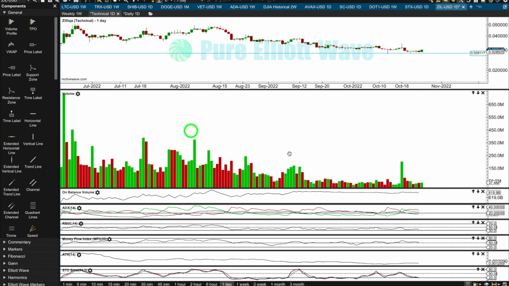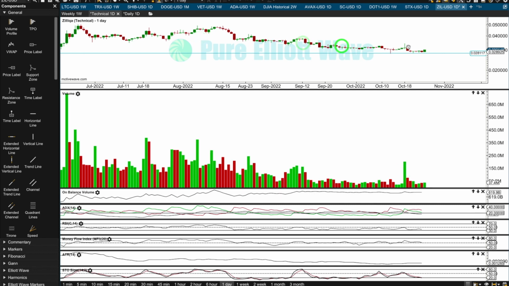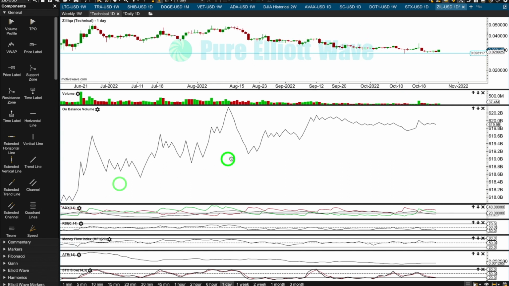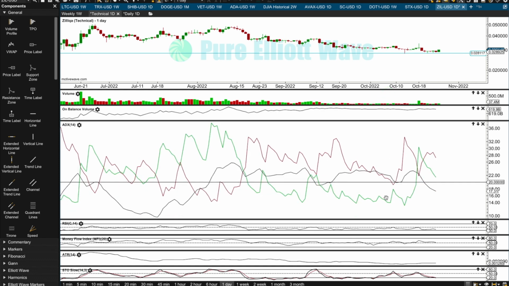The volume profile continues to look overall bullish, but price is slowly drifting lower. So that's contradictory, isn't it? Price is slowly drifting lower. On balance volume is making a series of higher lows. So there's some good strong bullish divergence there between price and on-balance volume. Currently ADX at the daily chart level is declining. There's no clear trend at this time frame.